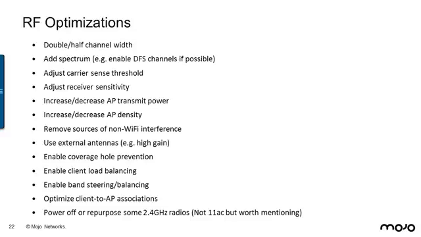Of course, removing of non-Wi-Fi interference. Again, that's one of the other uses for the spectrum analyzer. Enable coverage hole prevention, for instance. Enable client load balancing, band steering, and optimize client to AP associations. That's one where we have a sticky client problem, and it still exists.